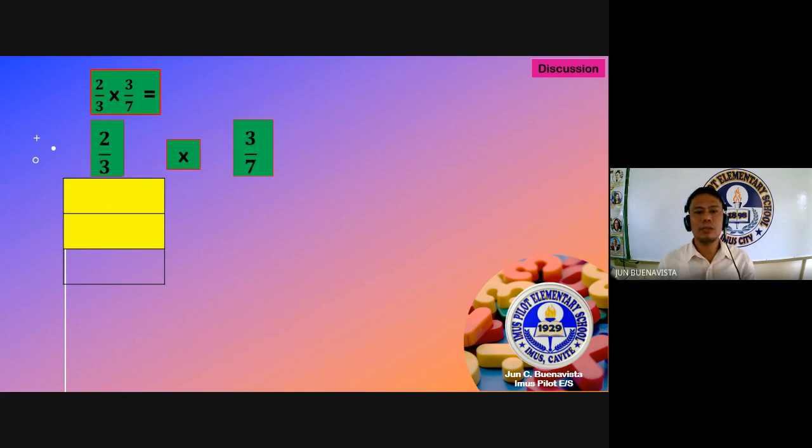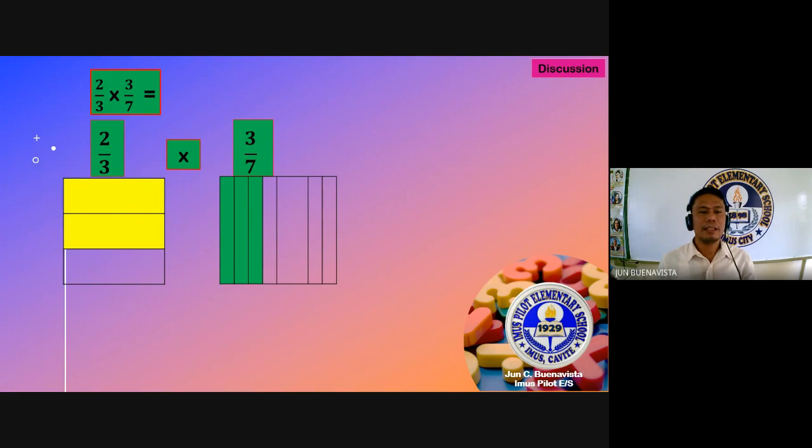Then we are going to illustrate 3/7. Okay, 3/7, the whole is divided into 7 parts. And 3 parts are shaded. So that is the top 3 parts shaded. So now, our illustration is not equally divided because it moves. So consider that all the parts are equally divided. So now, we are going to illustrate how to multiply that.